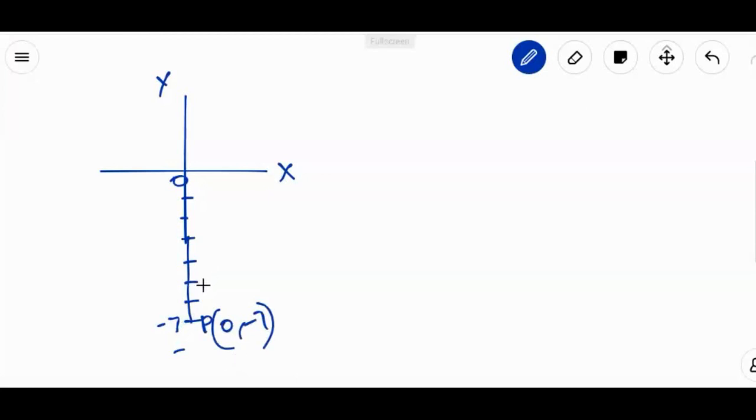Then you have the point (-10, 0). Minus 10, comma 0. So minus 10, your point is minus 10.